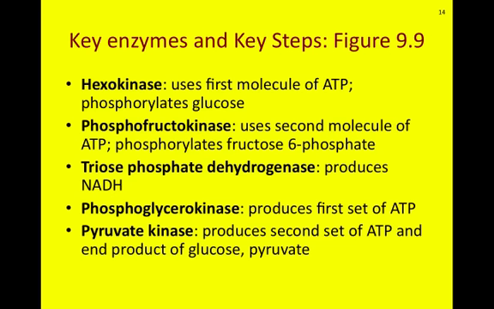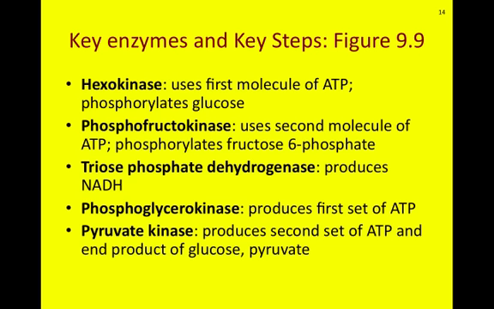Key enzymes and key steps that you should be very familiar with for this course are hexokinase. Let's think of what that word means. Well, hexo means 6, and as you remember, kinase is an enzyme that phosphorylates. So therefore, hexokinase is probably an enzyme that adds a phosphate group to a 6-carbon sugar, thus glucose. And there we have it. This is actually the enzyme that uses the first molecule of ATP, phosphorylating glucose. Again, that is hexokinase.